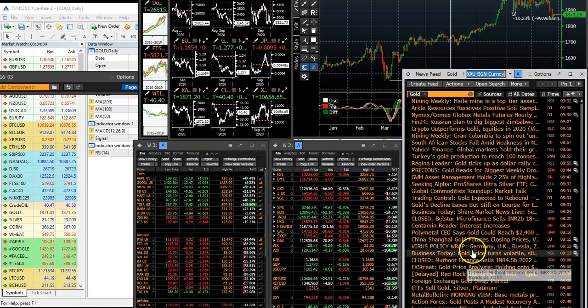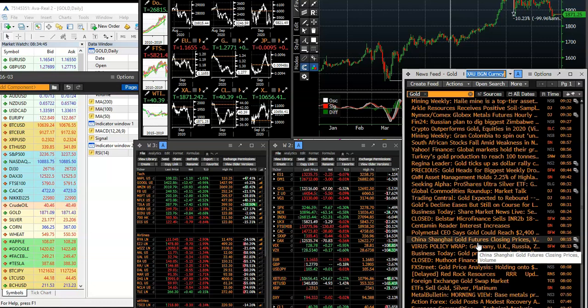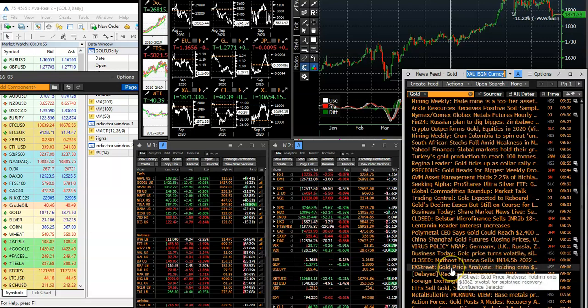Let's read one or two more headlines before we move forward. There's another one by Dow Jones which says gold futures closing prices, volume. Okay, so that's again positive news. And then we have Business Today which says gold price turns volatile, silver rate at 59,000 rupees. Not really too much information there. Another one, gold price analysis, holding on to 1862 pivotal for sustained recovery. So basically what that headline means is that gold needs to stay above that 1862 price level.